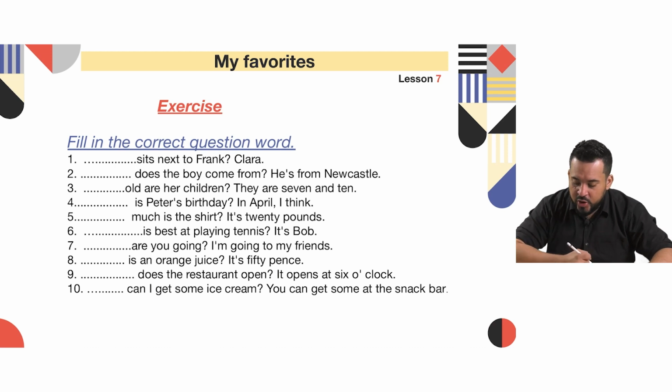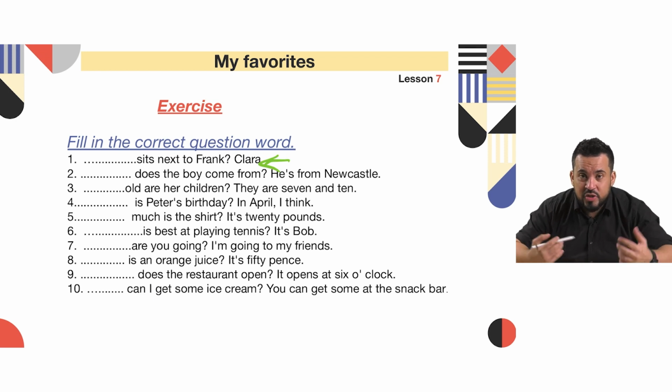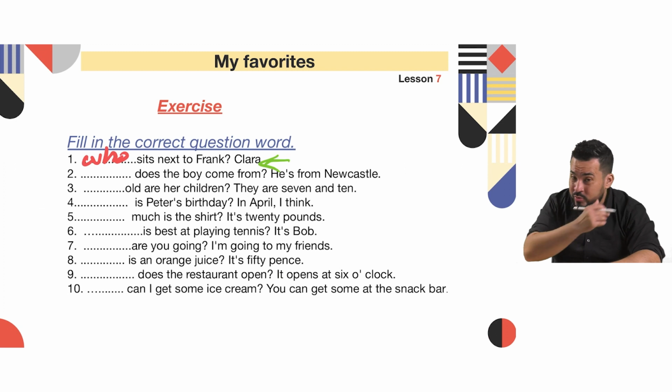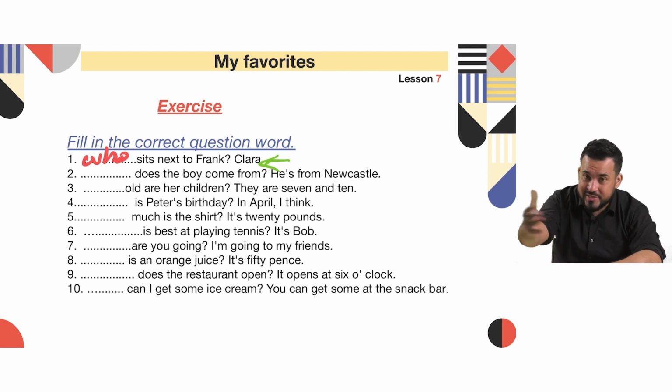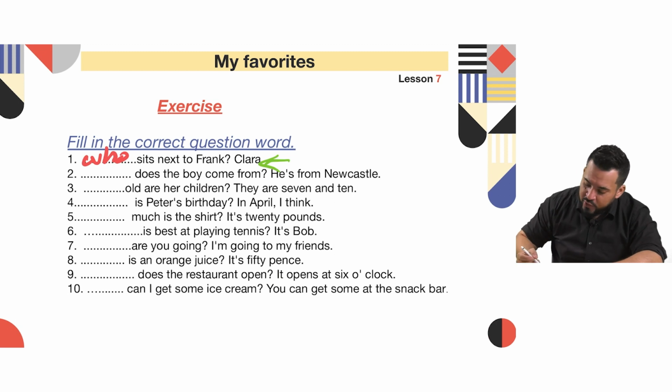All right, let's do some exercises together. Fill in the correct question word. Here, who sits next to Frank? Carla is a woman's name, a female name. That means it's a person. For a person, we use who. So who sits next to Carla? Carla sits next to Frank.